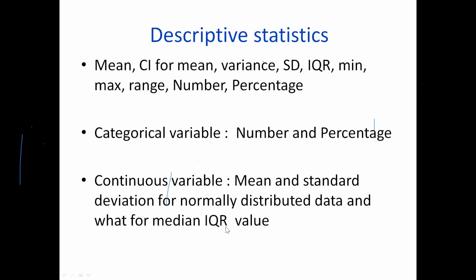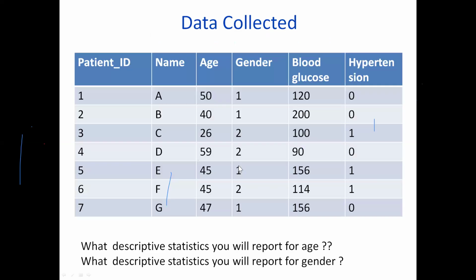Is it okay? We will see how to do this and how to derive this. And whenever the nature of the data is categorical, like hypertension yes or no, male or female, recovered or not recovered, iPhone use or no iPhone use, in this case you will use number and percentage for the descriptive statistics. So this is the common rule.